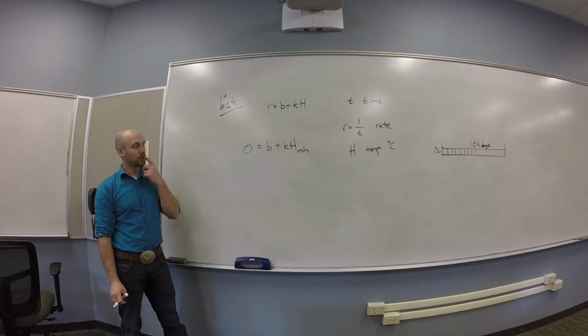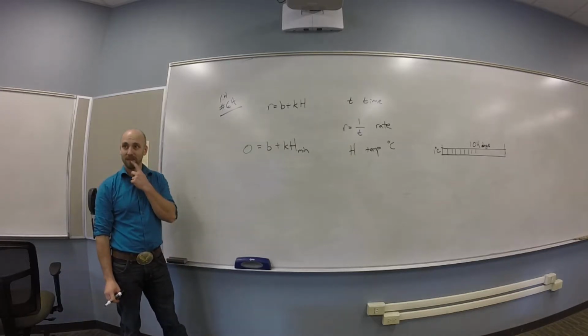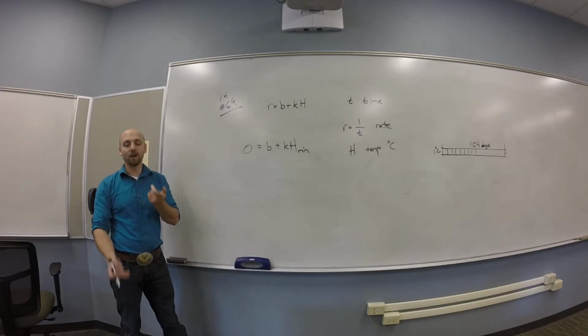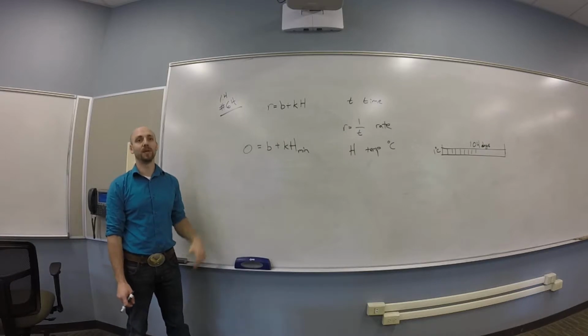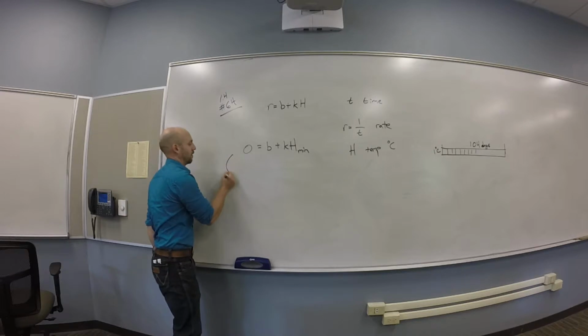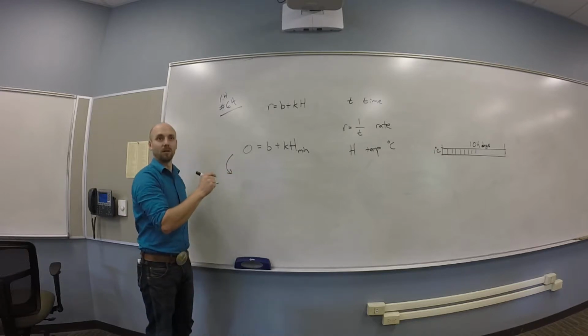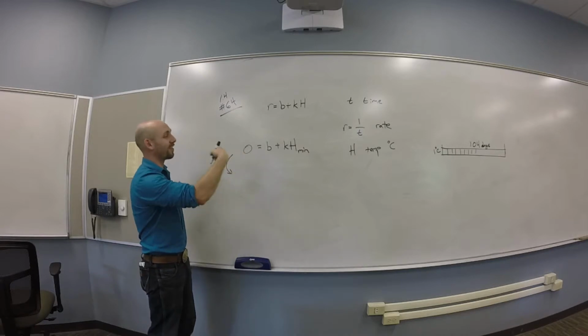So can I solve for h min? Yeah. But we don't know b or k. But I think I can at least start, right? In terms of b and k, I can solve for h min. So what are you going to do? b has to go to the other side, right?